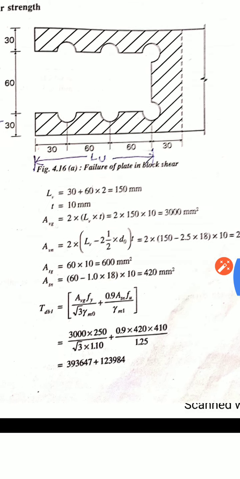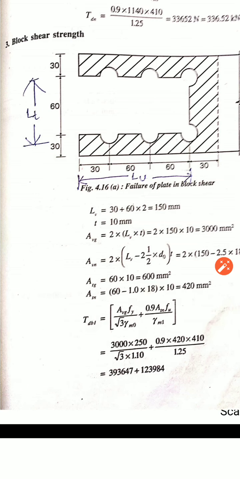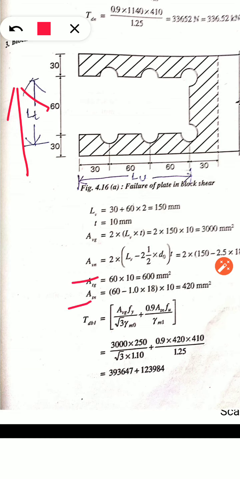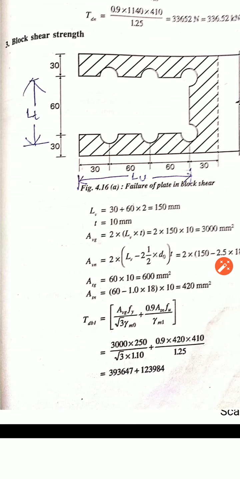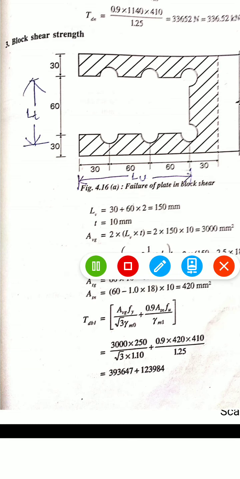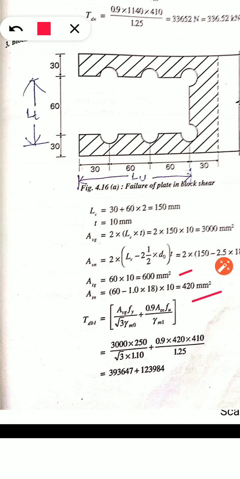Next we have to calculate ATG. ATG is the gross area across tension. Tension, as I told, is perpendicular to the force. So LT, what is LT? 60 into T. This is the gross area. In the net area you have to deduct the bolt hole. Here half a bolt gets cut, here half a bolt gets cut, so it is 1. So it is 60 minus 1 into 18 into T. This is ATN. So we got ATG and ATN. ATG is the gross area across tension, ATN is the net area, where you have to deduct the bolt hole.